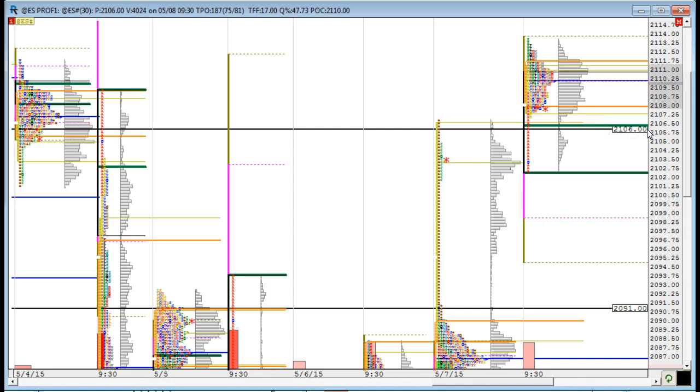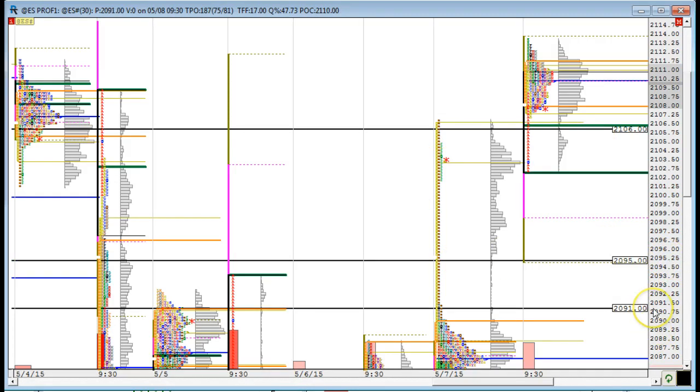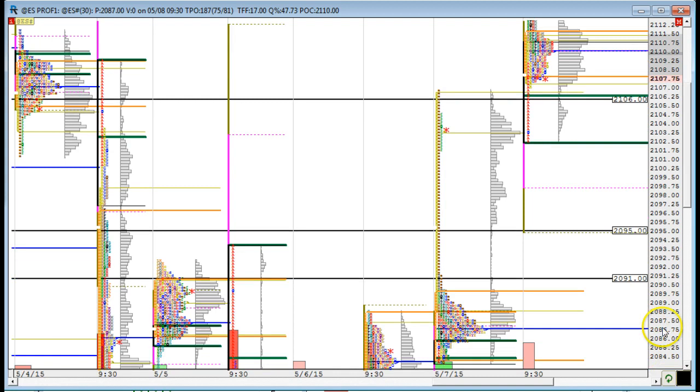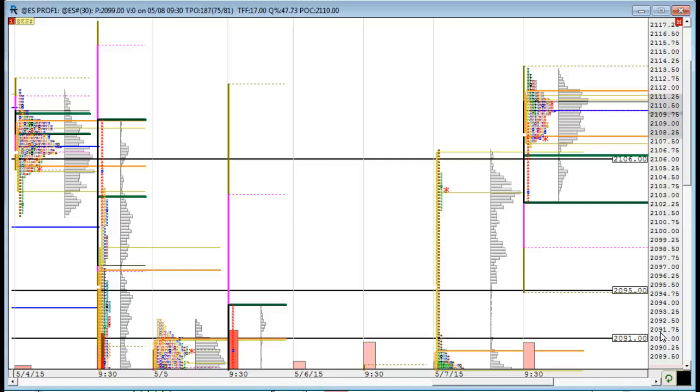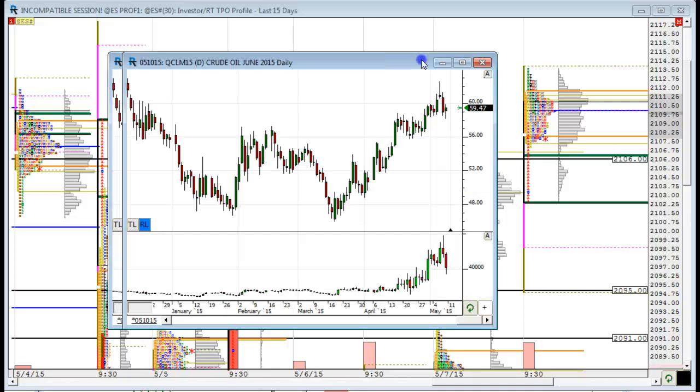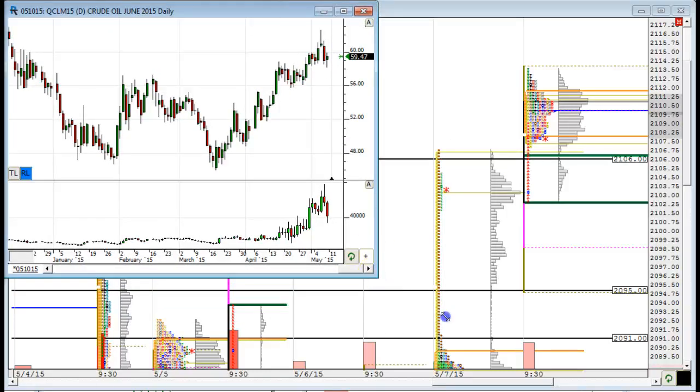If we do break 2106 Sunday or Monday, then we are susceptible to come down all the way first to 2095 and then 2091, and we have a POC down there at 2086.75. And on the upside, you already know the upside objectives that we looked at on the daily chart. Now let's bring up a little chart of crude oil and see what's going on over there. Again, let's look at a daily chart.